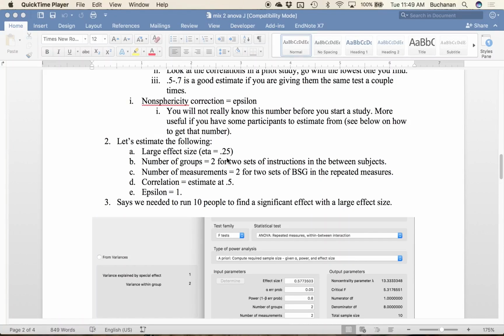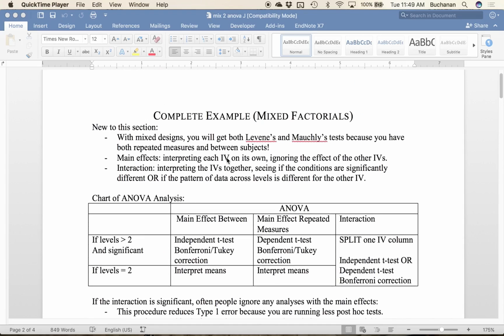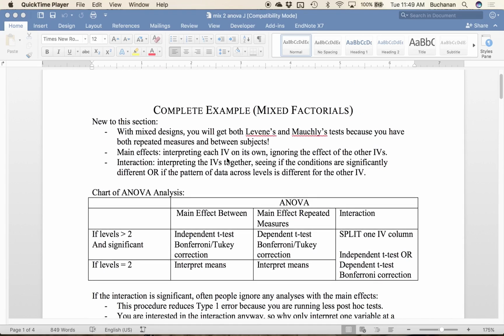Finally, for our last ANOVA, what we're going to do is a mixed, so a two-way mixed design, which is sometimes called a mixed factorial. And so what you're going to be looking for is that you have at least one repeated measures variable and one between subjects variable, hence the mixed part. And so with those designs, we will look at both Levene's and Mauchly's.